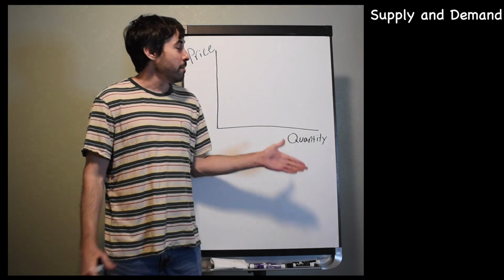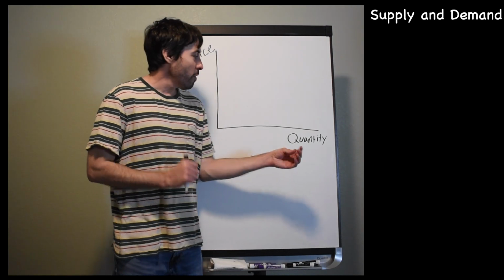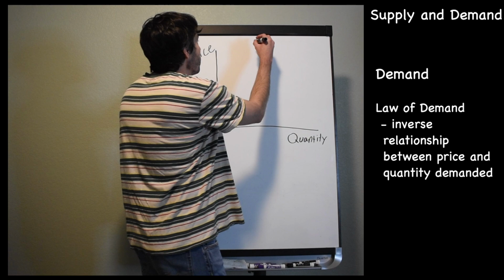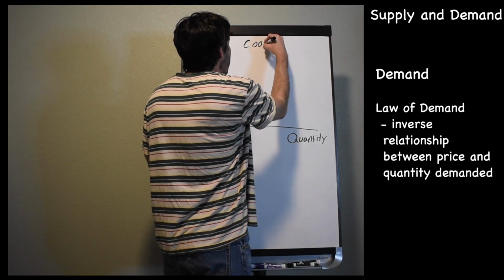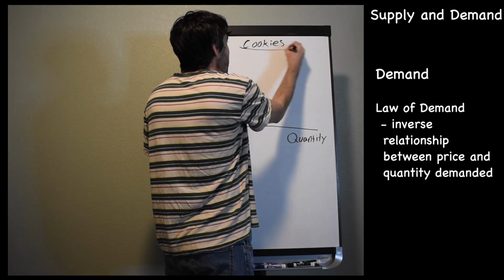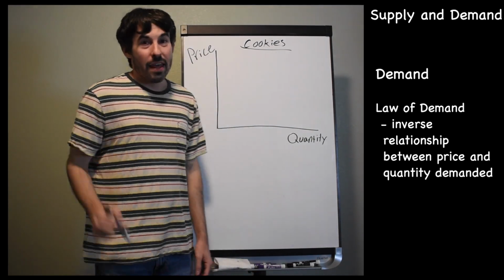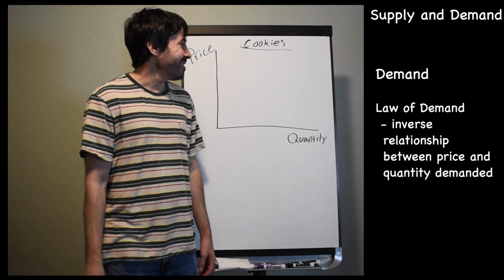So we're talking about the supply and demand model, and remember, we've got two variables here. We've got our quantity and the price. I'm going to make this a market for cookies just so it makes sense to be talking about something, but it could be a market for literally anything, not everything.